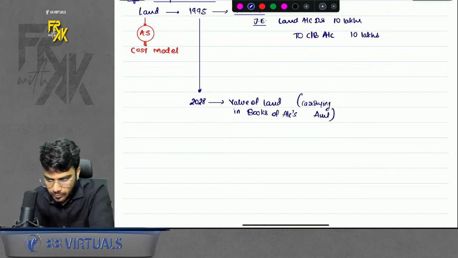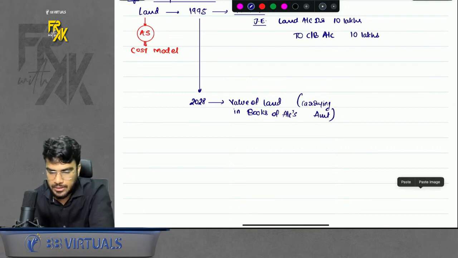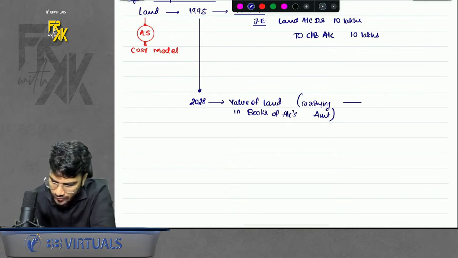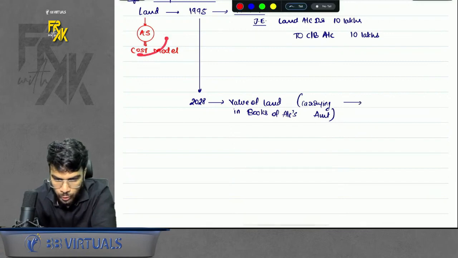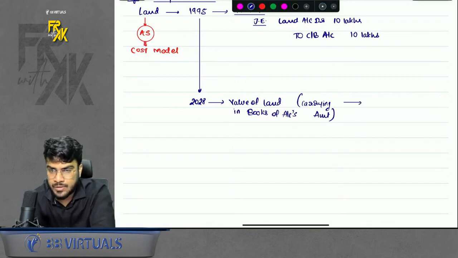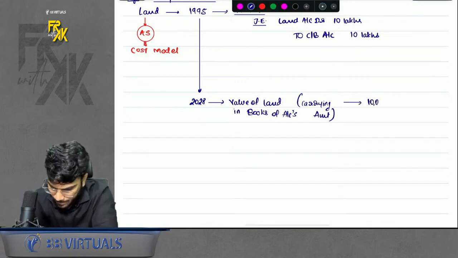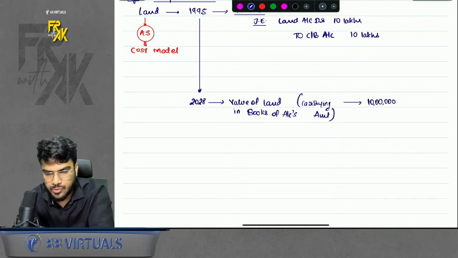So at what value will this land be shown in the books of Naveen Limited? Of course, because AS says cost, you will have to keep it at cost. So you will show at what value? 10 lakhs only. So it is shown at 10 lakhs.